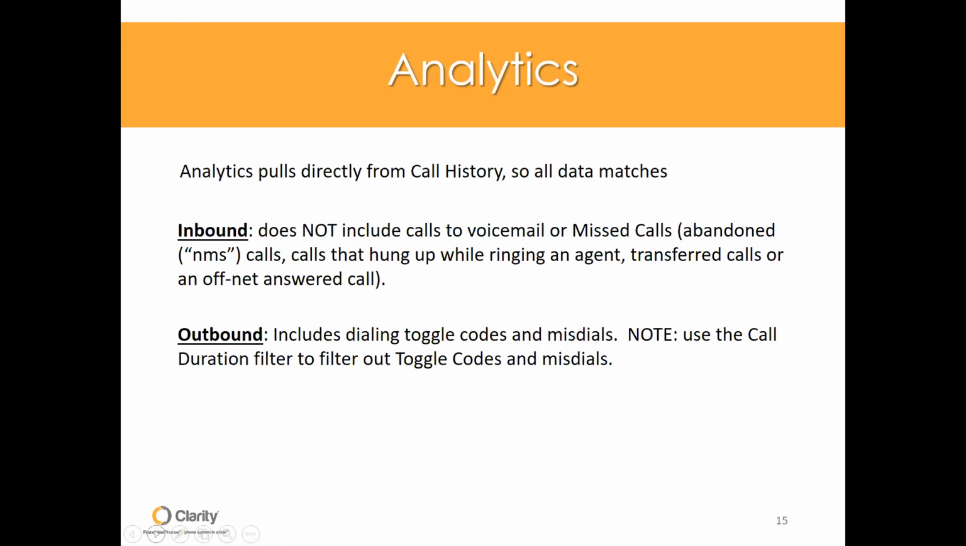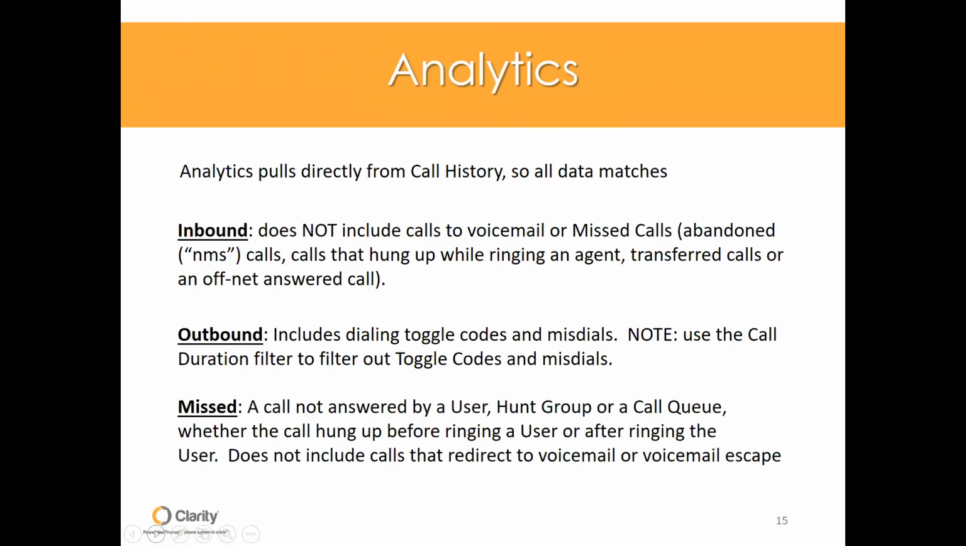Okay. So outbound calls does include dialing toggle codes, any kind of misdials. So if you're looking at doing outbound reporting, then you might want to use a duration filter, and I'll show you the duration filter. And then missed calls, anything not answered by the user, hunt group, queue, that sort of thing. So it doesn't include voicemail, calls that go to voicemail.